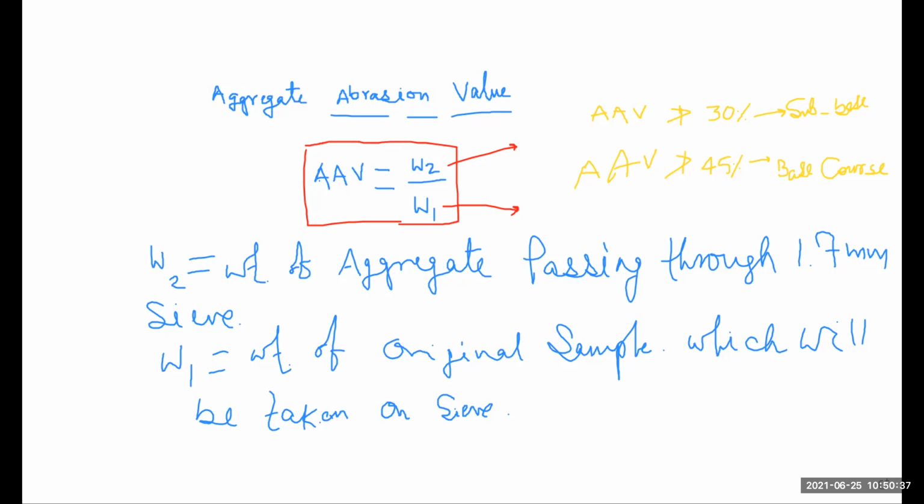So I discussed all the things in detail about your Los Angeles abrasion testing machine, and also said that for sub base course a value of 30% will be limited by our code, and for base course a value of 40% will be limited by our IRC. So keep these things in mind.